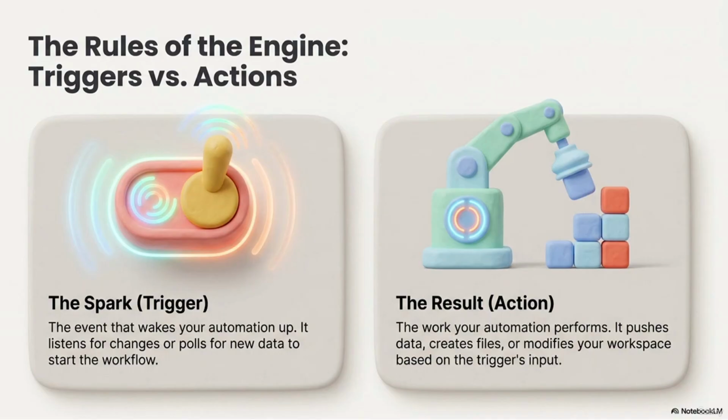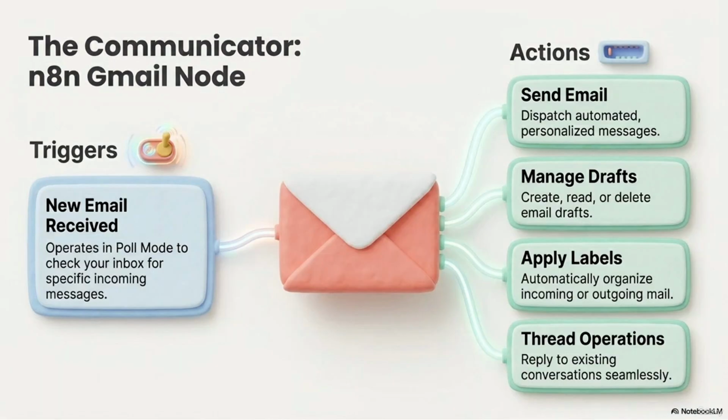So let's meet the nodes we're going to be using. And the first one we'll call the communicator. It's the N8N Gmail node. This node has both a trigger and actions available. The trigger is an on message received, and it polls your inbox waiting for new messages, and when a new message arrives it will then trigger your automation.